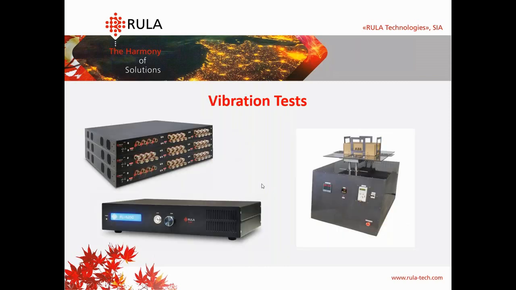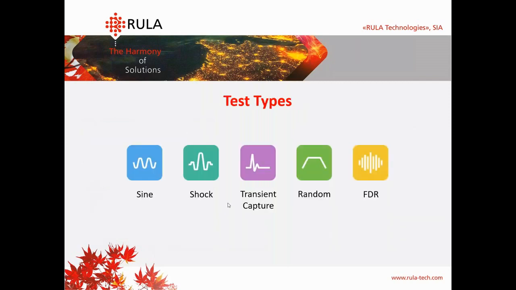For regular vibration tests, you also need controllers. Here you see RLC25. You need an amplifier and a regular shaker. This way you can replicate road shaking, shocks, recorded data, for example, plane landing, and even test your objects for their durability. Most common test types are sine, shock, random, FDR, and transient capture.